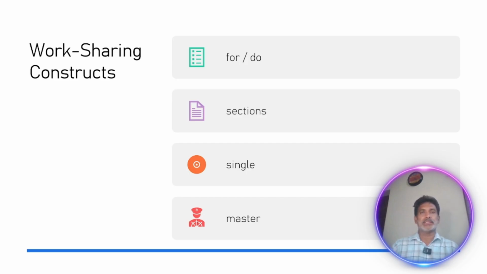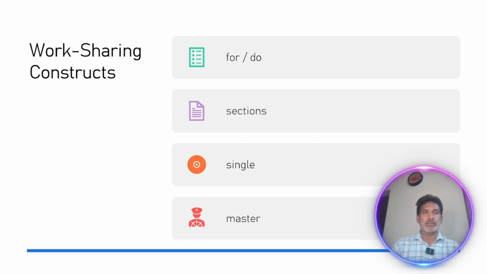Next one is the single construct. The single construct ensures that a particular block of code is executed by only one thread while others wait or skip it. This is mainly used for operations that should not be repeated, for example, initialization, file reading, etc.